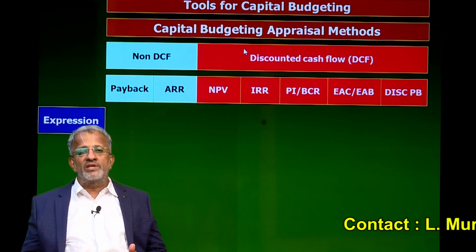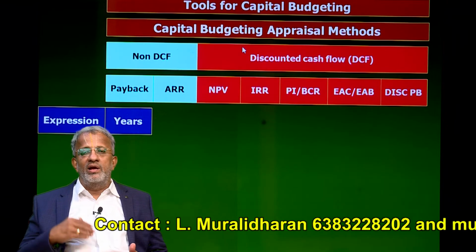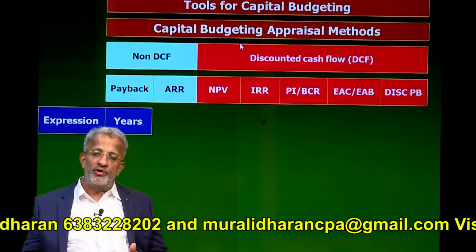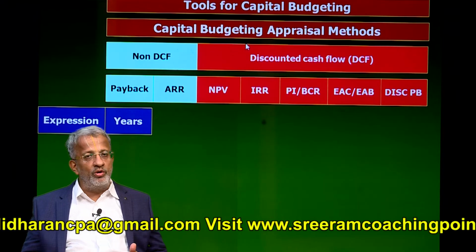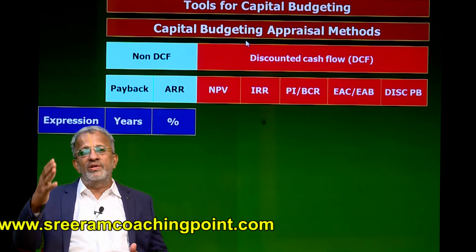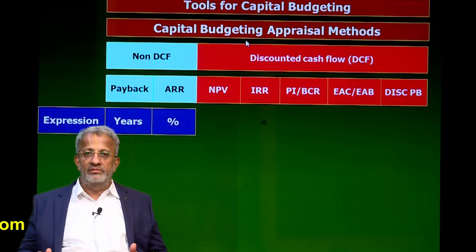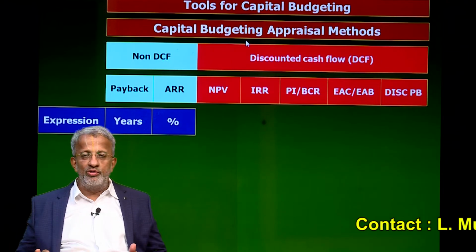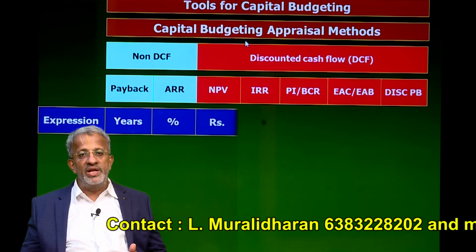So the expression changes, and now let us get acclimatized with these expressions. Number one, the expression for payback will be in terms of years. What do you mean by that? How quickly you can recover your capital investment through cash inflows. What is the shortest period of recovery is what we look at in the case of payback. ARR, any RR for that matter. What do you mean by RR? Not the cinema RR. Rate of return, accounting rate of return, average rate of return, whatever term you use, will always be expressed in terms of percentage.